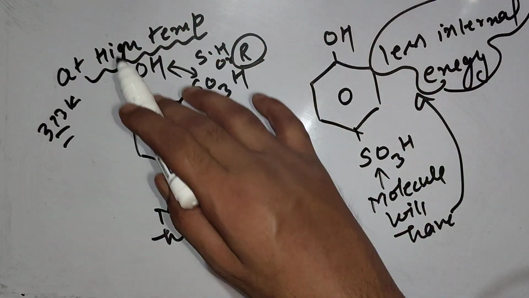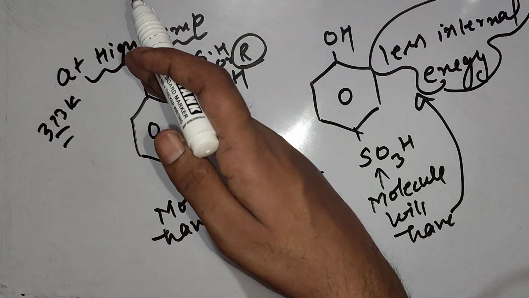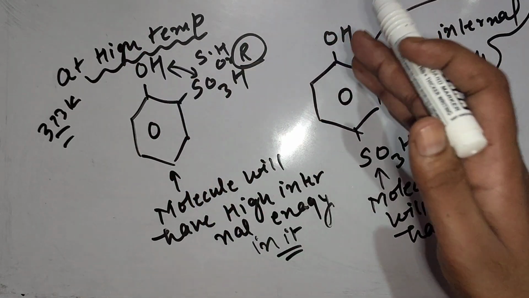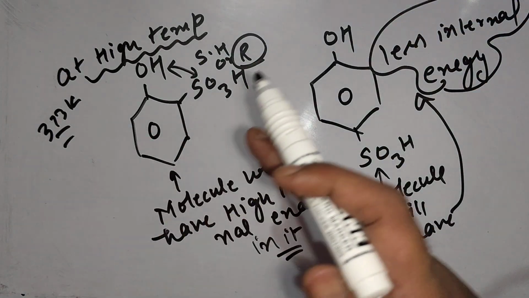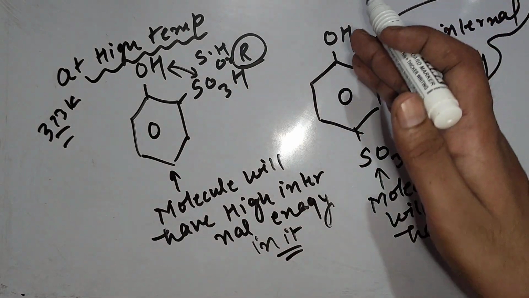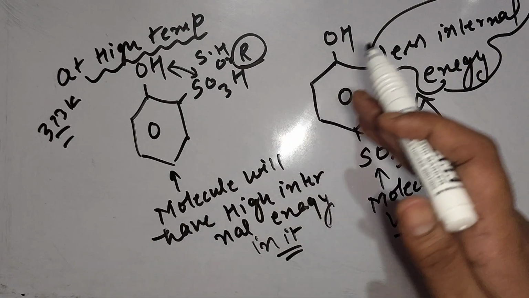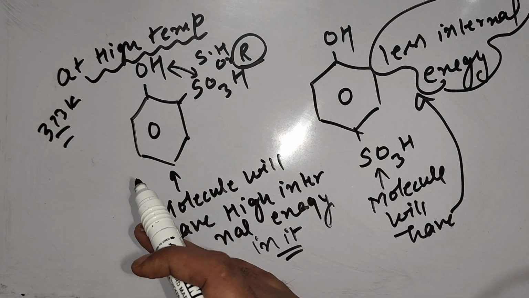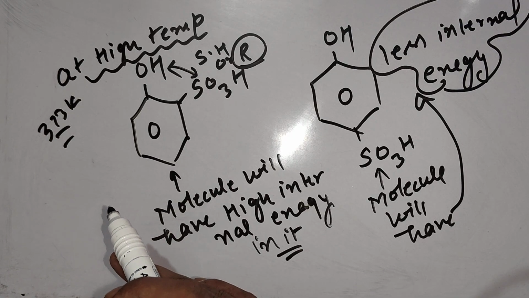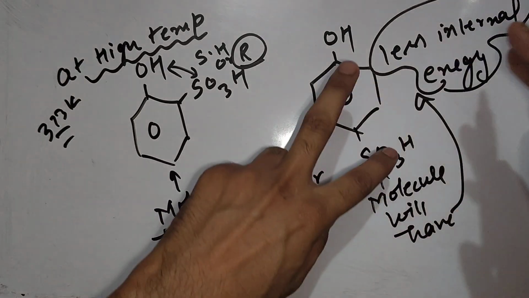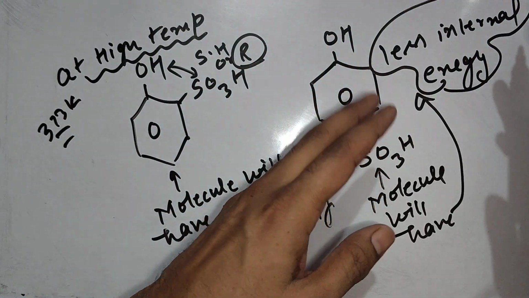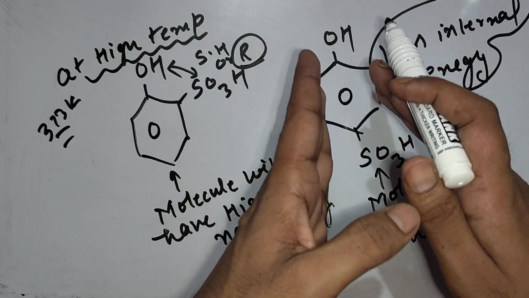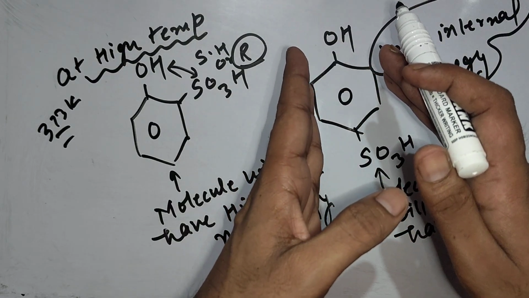That's why at high temperature we were getting para as the main product, already I have discussed with you. Now why are we calling it thermodynamically controlled? Because this molecule contains less energy in it. Ortho contains more energy because steric hindrance is there, and steric hindrance means repulsion will increase the molecular energy. And here we don't have such a problem, steric hindrance is not there. So this molecule will contain less energy. Less energy means thermodynamically controlled product.